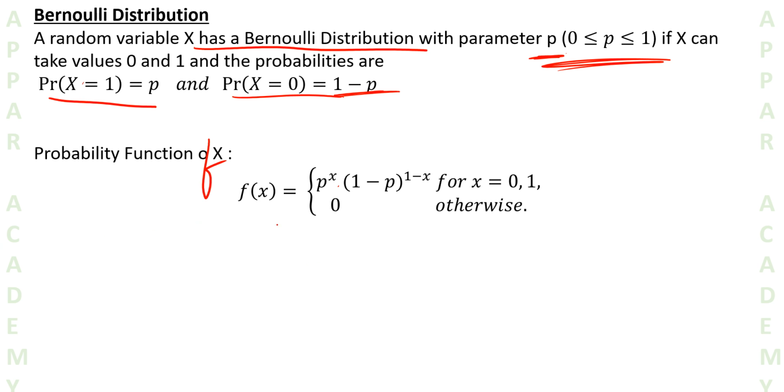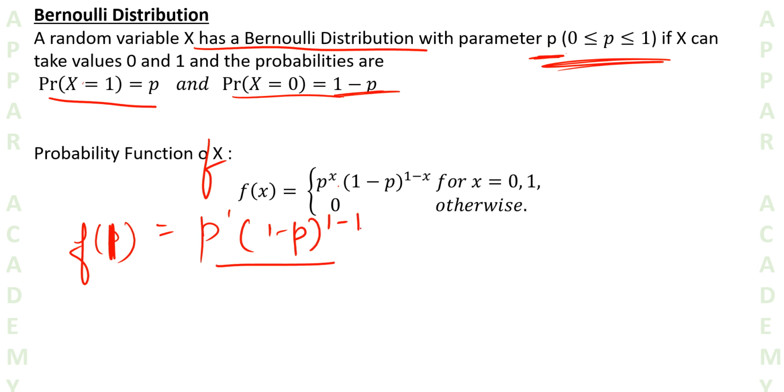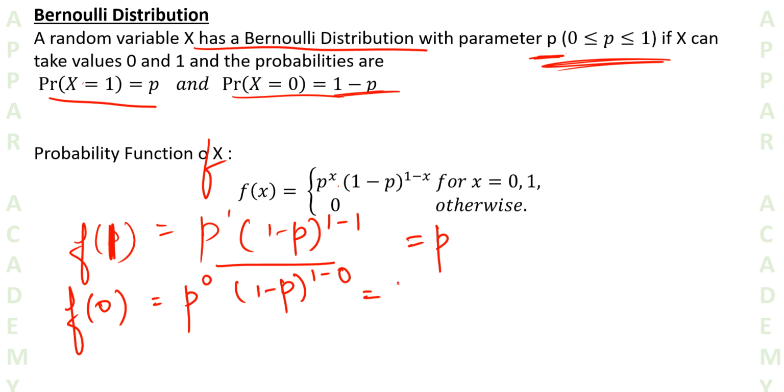So now if I ask you what is the probability of getting x is equal to 1, or f of 1, it will be simply p to the power 1, into 1 minus p to the power 1 minus 1. Now we know this is 0, so 1 minus p to the power 0 is equal to 1, so this becomes p. And similarly f of 0 is equal to p to the power 0, into 1 minus p to the power 1 minus 0. So this becomes 1 minus p. So this is quite similar to these two equations. Right? So like this we can also find out these probabilities.